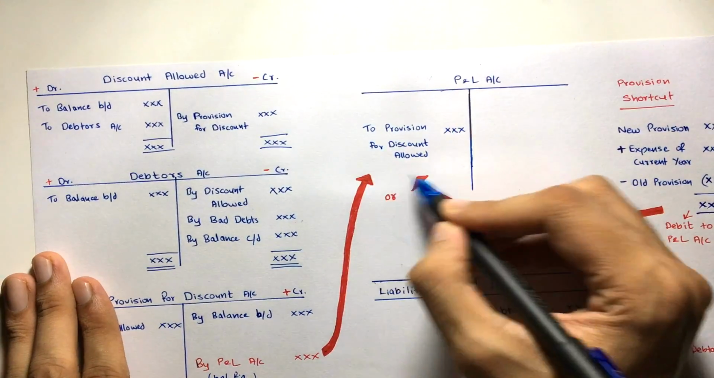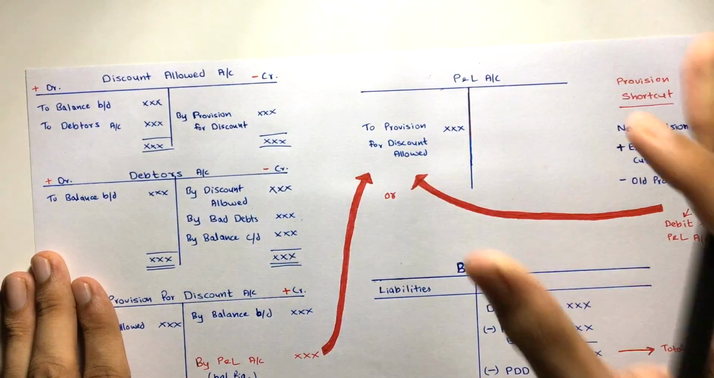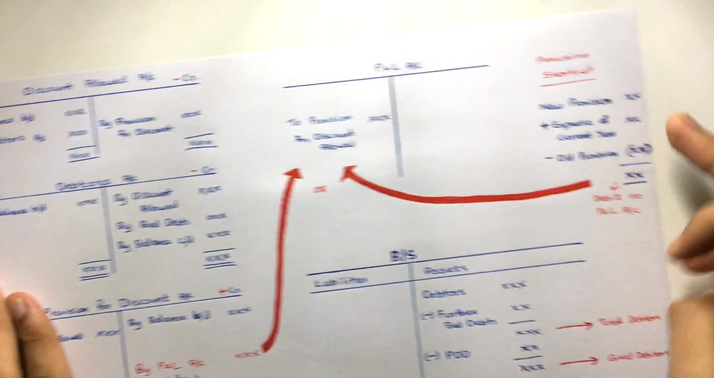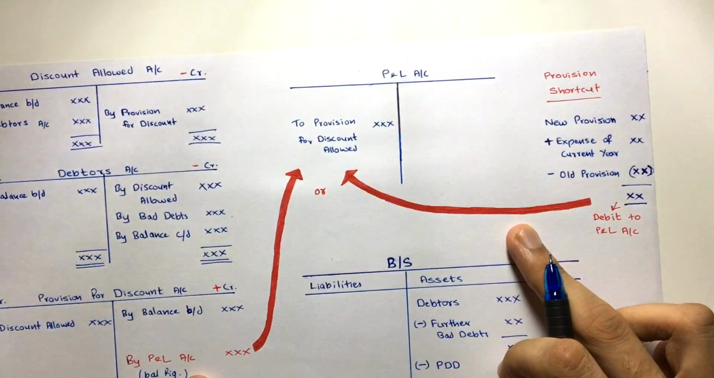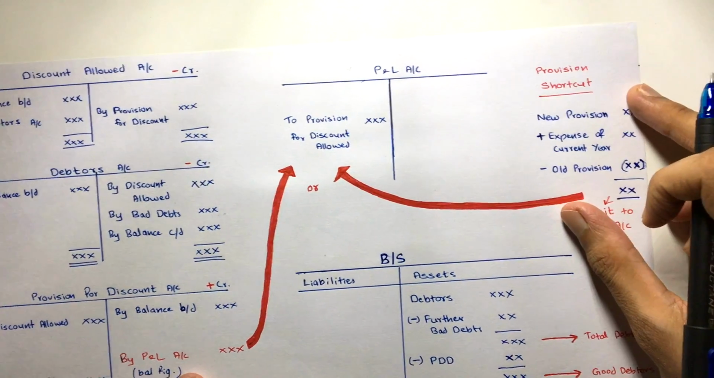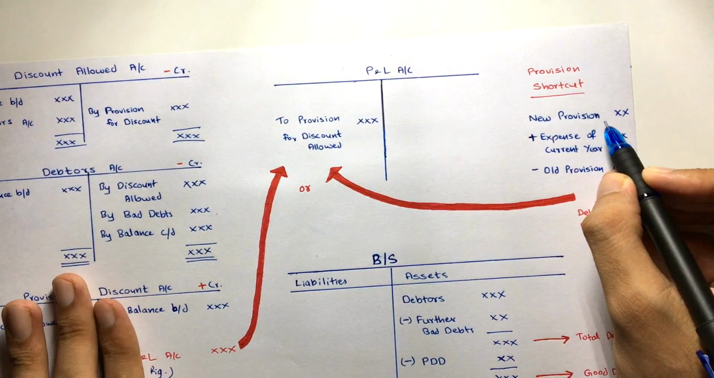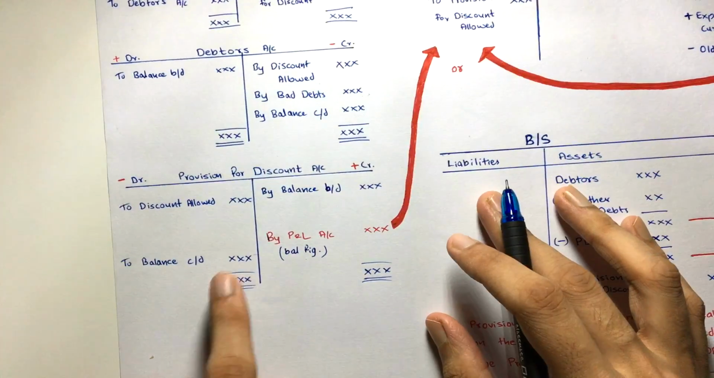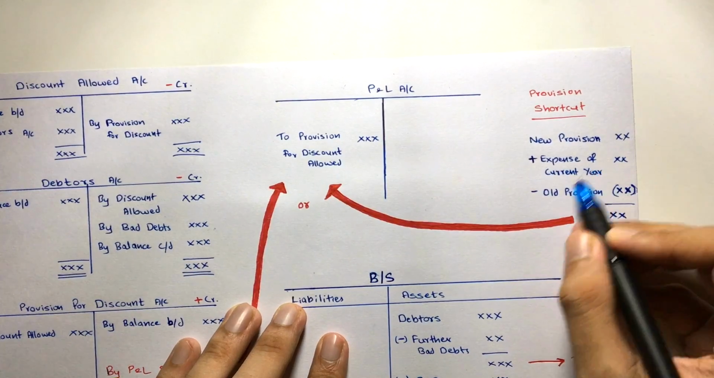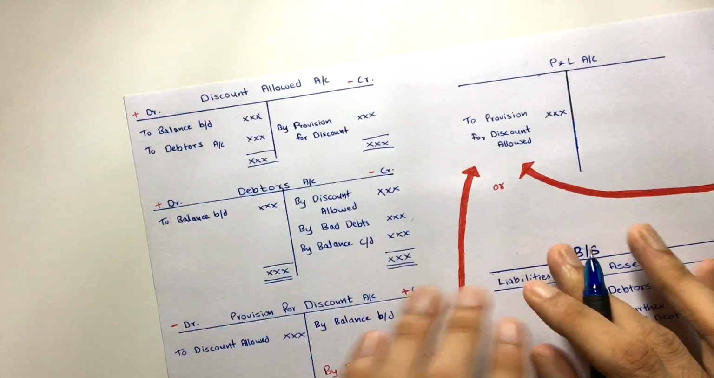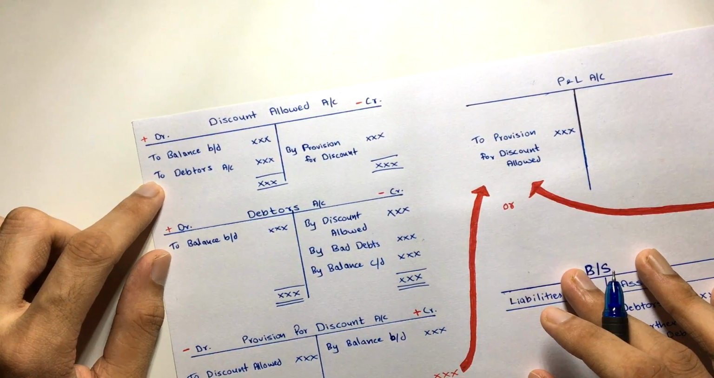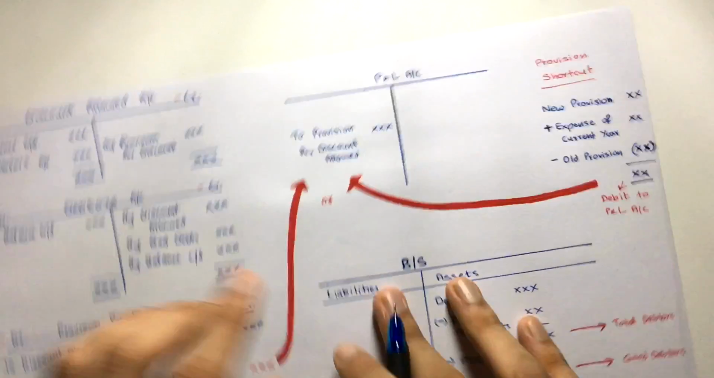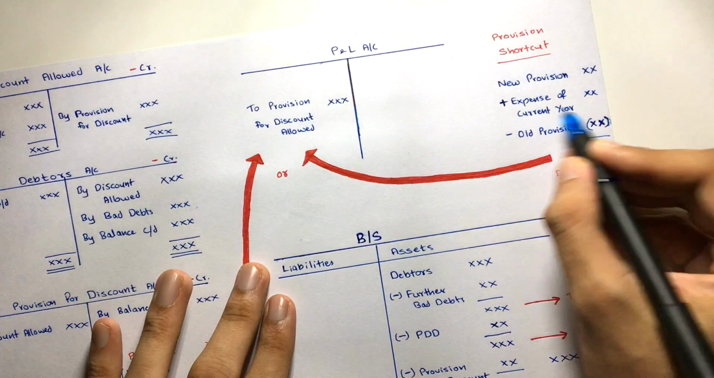Now to find out how much will affect the profit and loss, you have a shortcut, or you can prepare this account also. Most of the students prefer the shortcut. What is the shortcut? Really simple. The shortcut is the new provision, whatever new provision you have to maintain, plus expense of the current year. What is expense of the current year? Discount allowed, which has happened: the discount allowed given in the trial balance, as well as discount allowed in the adjustment, if there is any. Mostly there will not be, but if there is, then you will add that.